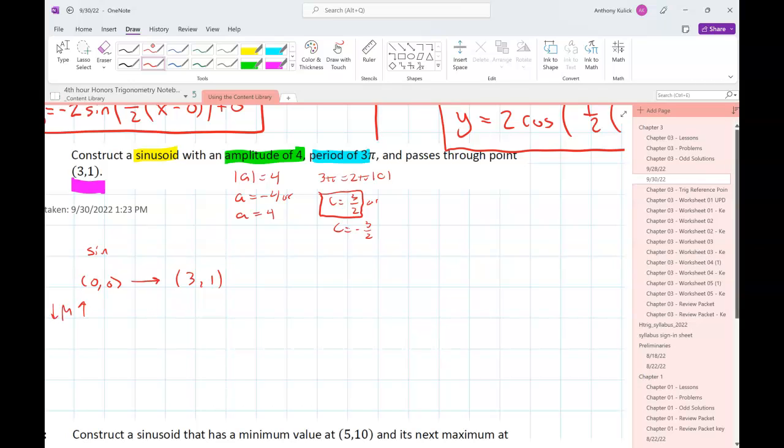I am going to pick 3, 1 to be the exact same kind of midline point as 0, 0. What does that tell me? So the A is going to be positive. And because the x coordinate of my parent function is 0, what is the value for H? 3. And because the y coordinate of my parent function is 0, what's the value for K? 1. And I'm done.